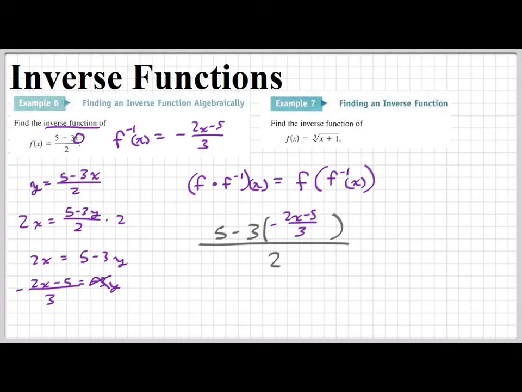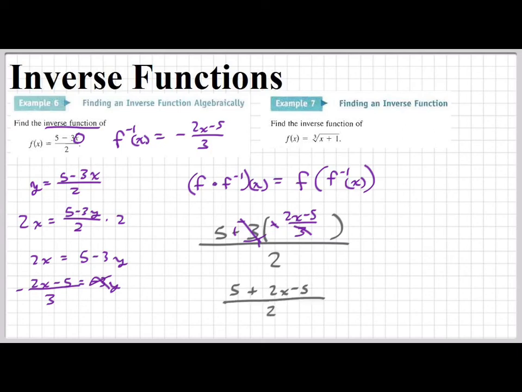So this is a negative 3. Let's multiply this negative 3 to this fraction. What are we going to get? I put that over 1. Won't the negative 3s cancel out? Yes. So we get 5 plus, and then now we have 2x minus 5. And I don't have to keep these parentheses, so I'm going to get rid of them.